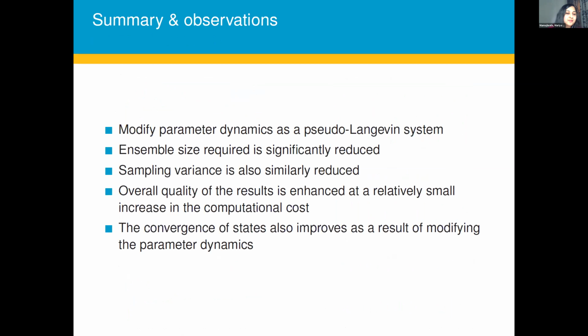So to summarize, we modified the parameter dynamics as a pseudo-Langevin system, which is based on a pseudo energy constructed using the measurements. And we saw that the ensemble size as well as the sampling variance are significantly reduced. At a small increase in the computational cost, the overall quality of the results is improved. So the increase in computational cost is more than made up for by the improvement in results. And we saw that the convergence of the states also improves as a result of modifying only the parameter dynamics.